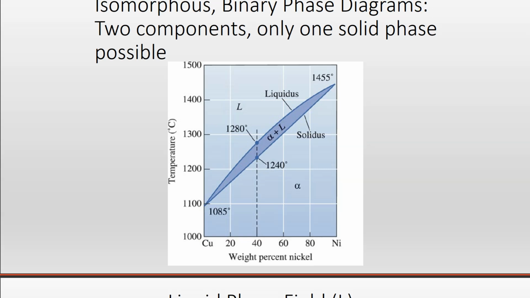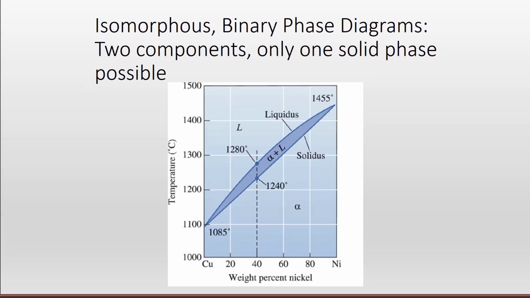So let me just adjust the focus there. Here we have a phase diagram for a metal alloy of copper and nickel. The x-axis is in weight percent nickel. The 0 is given the symbol Cu, that's 100% copper. Then we go to 20% nickel, 40, 60, 80, and then finally 100% nickel. We have temperature on the y-axis.